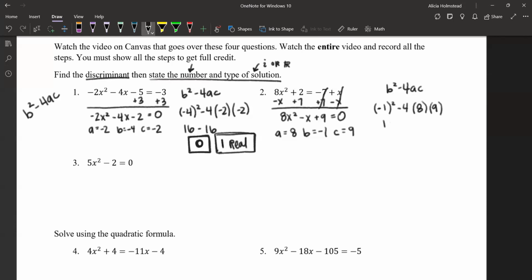And then this part, I'm going to do that on a calculator. -4 times 8 times 9 is -288, which makes the total -287. That number is our discriminant. Then we need to state the number and type of solutions. Because it's negative, there will be 2 solutions, and they will be imaginary.